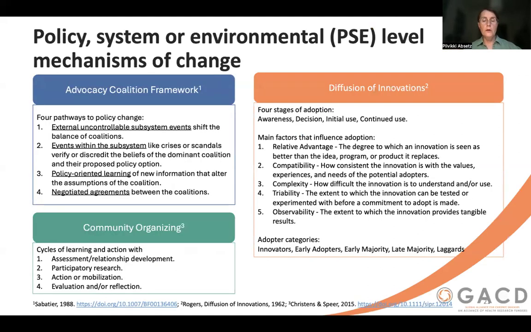I also wanted to bring a couple of policy, system, or environmental level mechanisms of change and frameworks or theories on how to utilize these. The advocacy coalition framework, diffusion of innovations, and community organizing appear in the literature quite often, and suggest different pathways to policy change or cycles of learning and action in community organizing, or adoption of innovations in the diffusion of innovation theory or model.